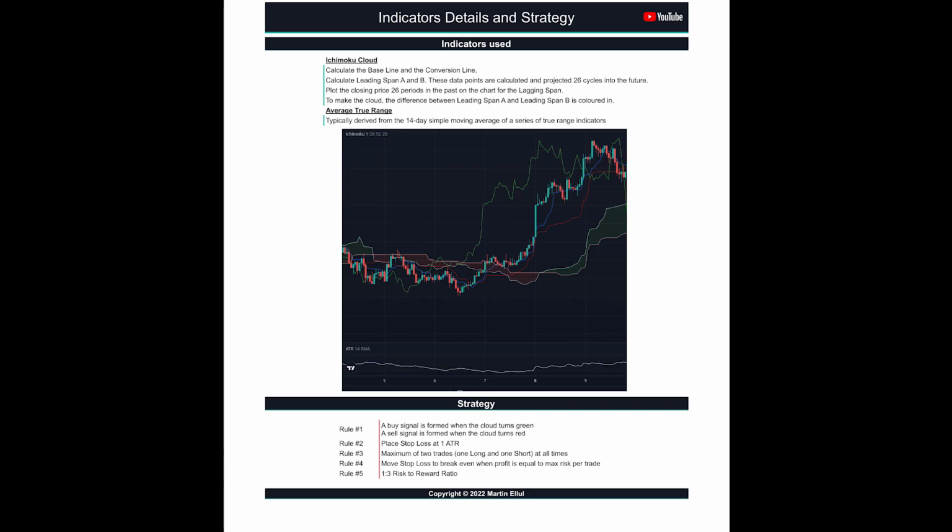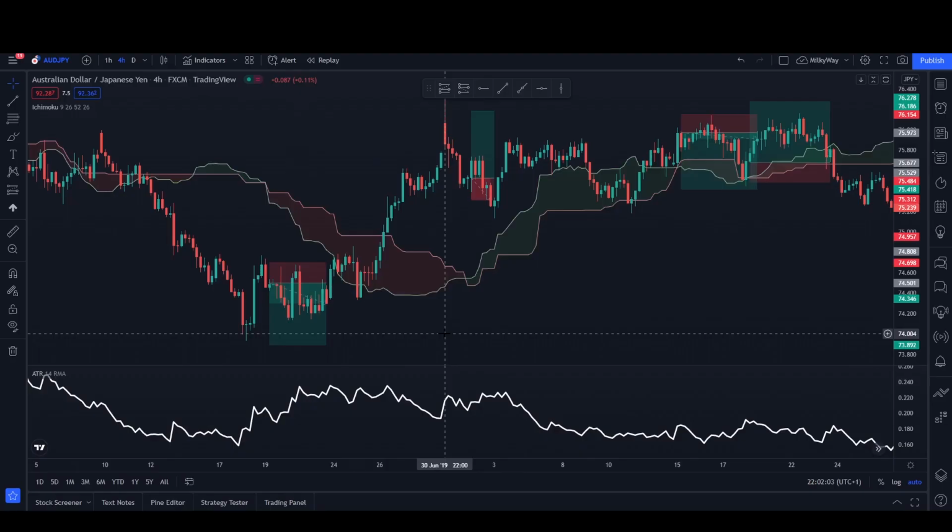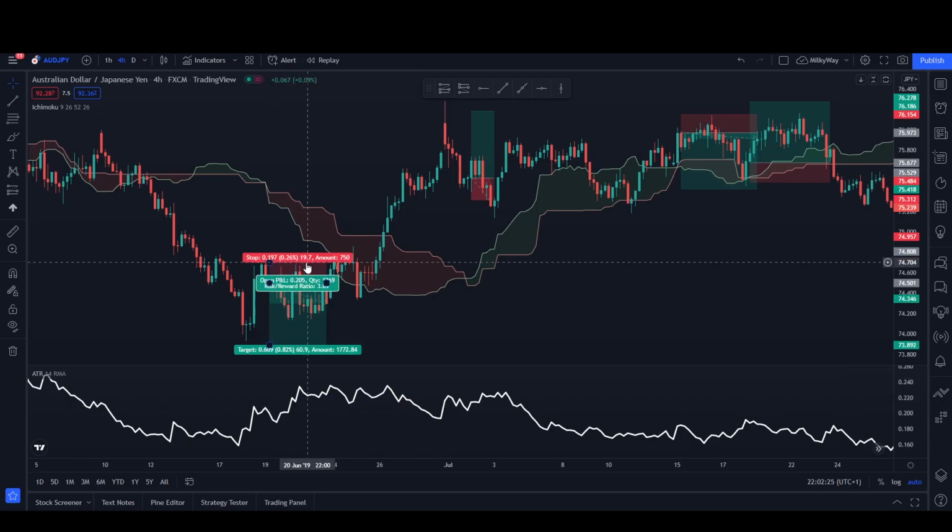All right, so let's get on the charts now so I can show you a few examples of the trades, and then we will dive into the 100 trades backtest. So here we are with a few examples of trades that follow the strategy that we just covered. Here the cloud turns red, so we go short with a stop loss of 1 ATR. As you can see here, 19. We take a short with a stop loss of 19, a 1-to-3 risk reward ratio.